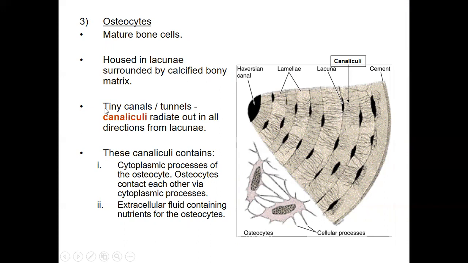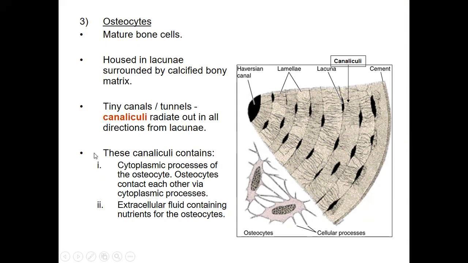And then there is a tiny canal. You see here, the tiny canal, that comes out or is projected, that radiates in all directions from the lacuna. There is a tiny tunnel, and this tiny canal or tunnel is known as a canaliculi.